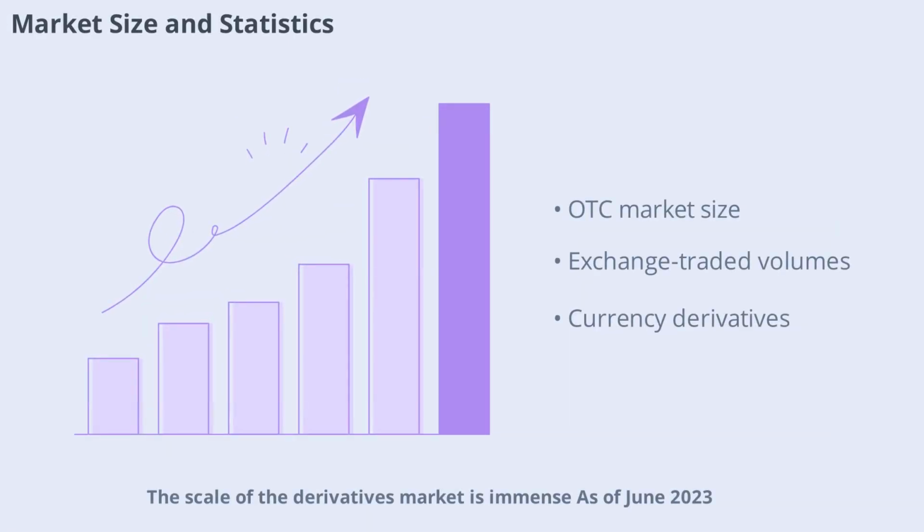The scale of the derivatives market is immense. As of June 2023, the notional amount outstanding in OTC derivative products exceeded $714 trillion, with foreign exchange contracts alone accounting for over $120 trillion.